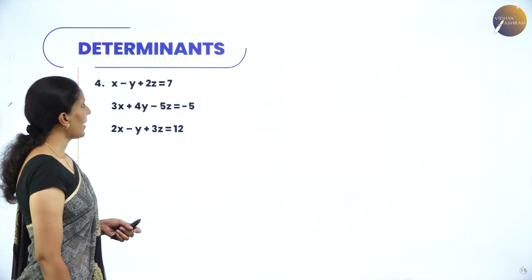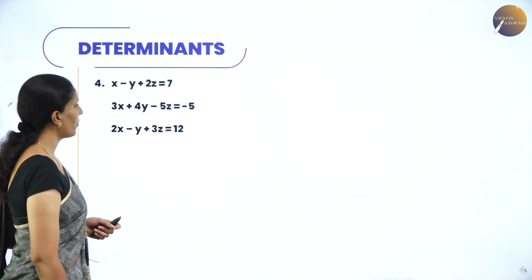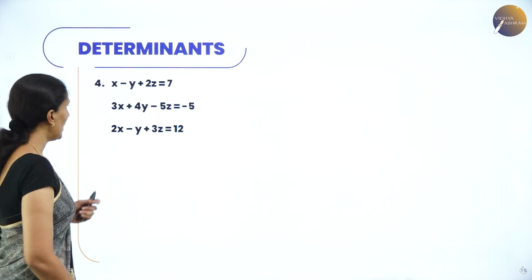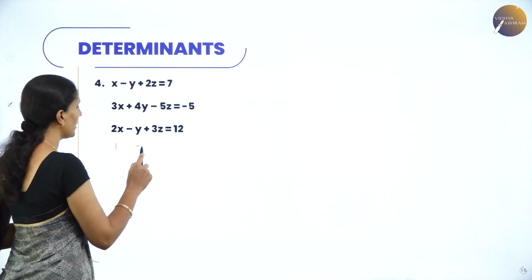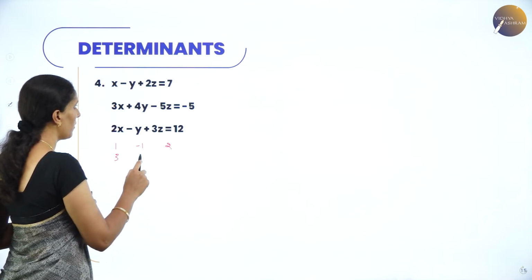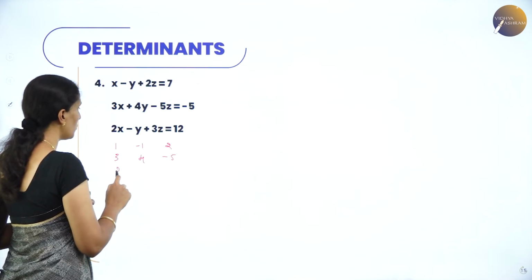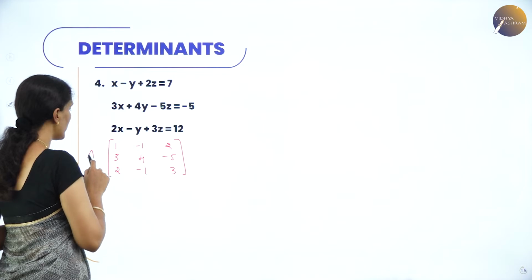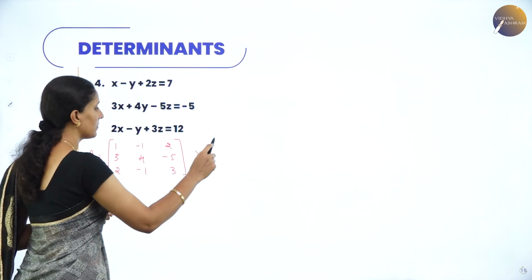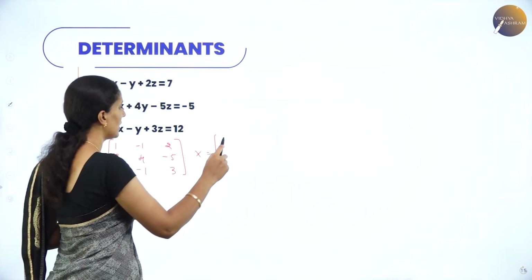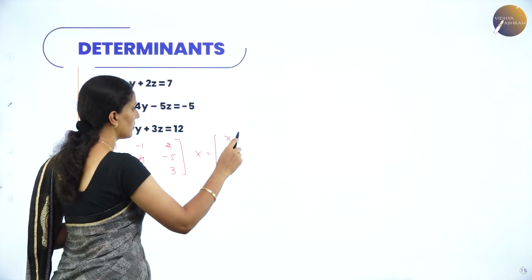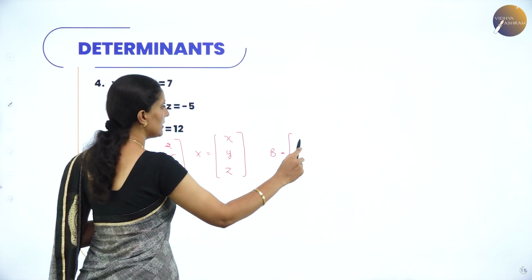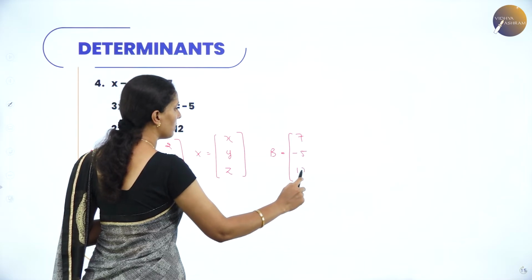Next, X minus Y plus 2Z is equal to 7. 3X plus 4Y minus 5Z is equal to minus 5. 2X minus Y plus 3Z is equal to 12. Let's write matrix A: 1, minus 1, 2; 3, 4, minus 5; 2, minus 1, 3. So this is matrix A. Let's write matrix X. So matrix X is X, Y, Z. Next, matrix B is 7, minus 5, 12.